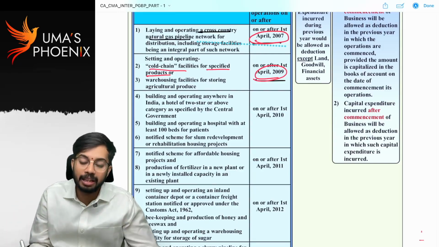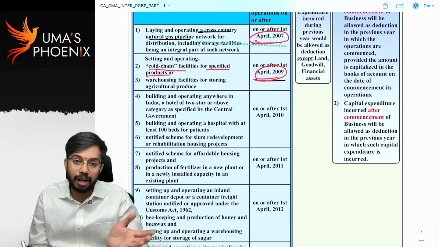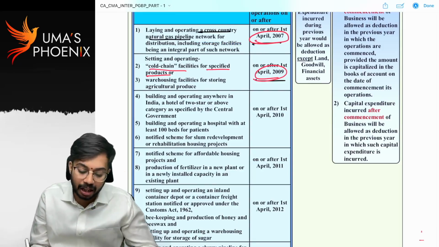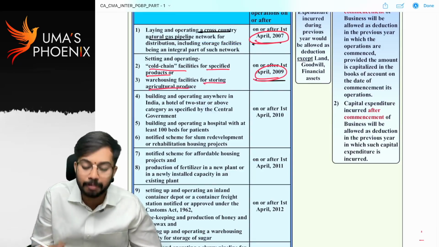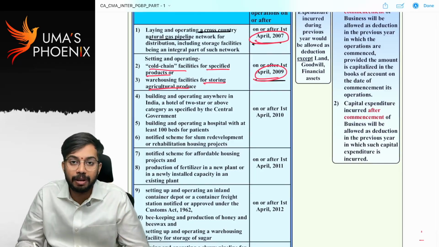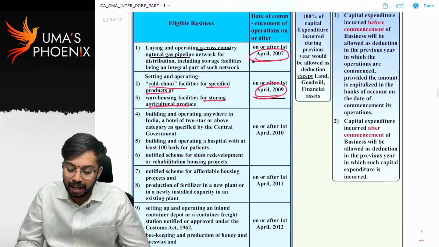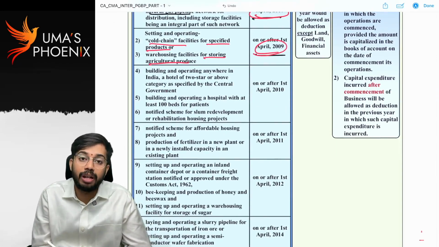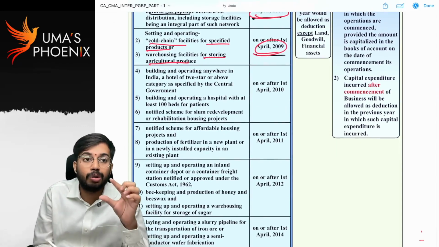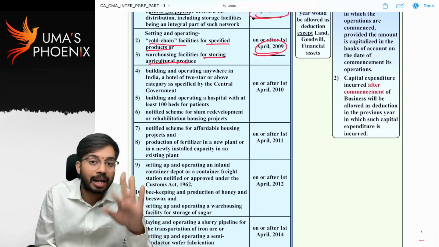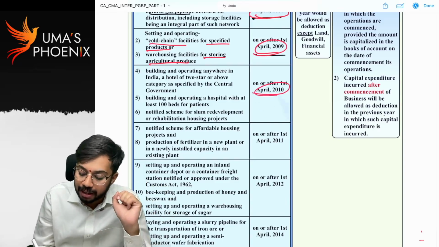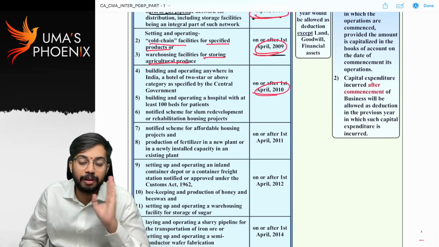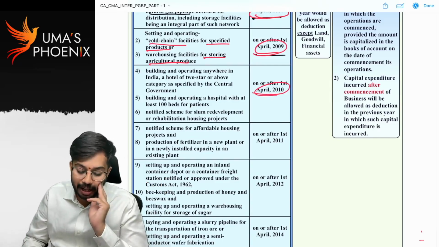Those who are engaged in the business of construction of warehouses. Why are warehouses constructed? For storage of agricultural produce. Even that business is eligible for deduction under section 35AD. Next, those who are engaged in construction of hotels. Those who construct either a 2-star hotel or above star category hotel on or after 1st April 2010 are also eligible for deduction under section 35AD.